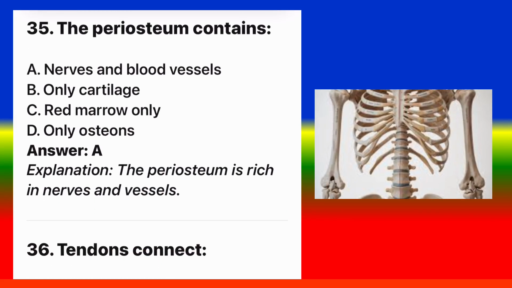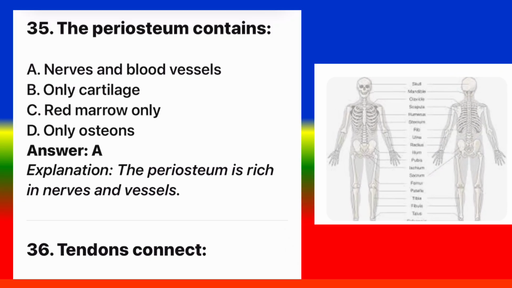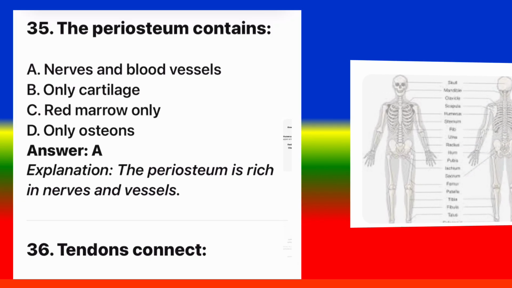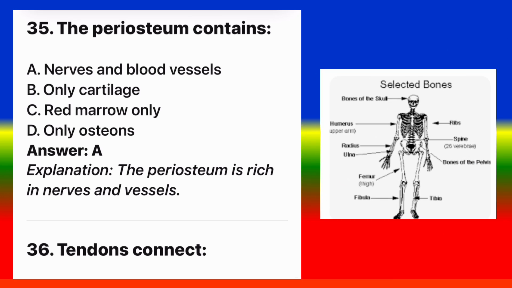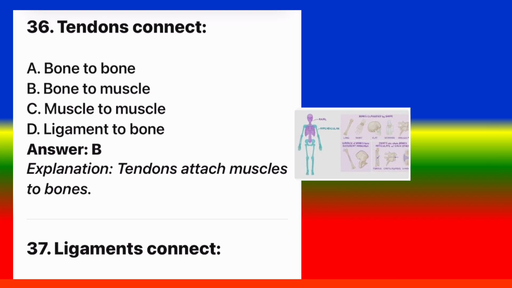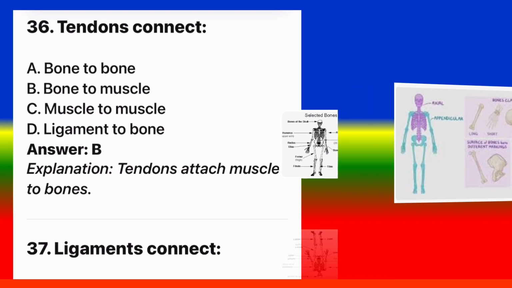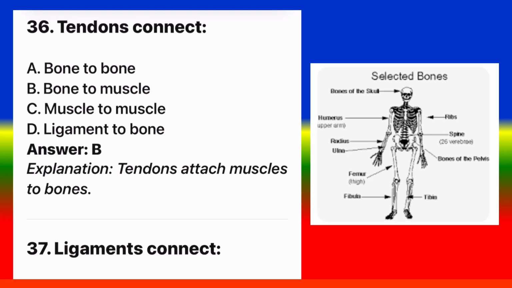35. The periosteum contains: A. Nerves and blood vessels, B. Only cartilage, C. Red marrow, D. Only osteons. Answer A. Explanation. The periosteum contains nerves and vessels. 36. Tendons connect: A. Bone to bone, B. Bone to muscle, C. Muscle to muscle, D. Ligament to bone. Answer B. Explanation. Tendons attach muscles to bones.